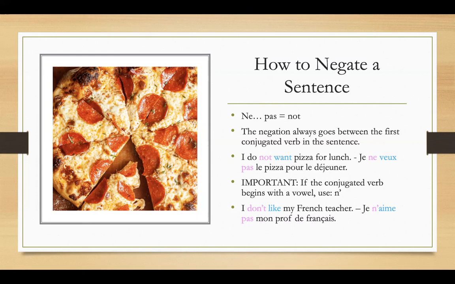And then another really important thing to keep in mind is that if your conjugated verb begins with a vowel, you're going to use an apostrophe. So you will never use n with that. So an example of this is using the verb like, which is aimer, so it starts with an A. I don't like my French teacher. Je n'aime pas mon prof de français.